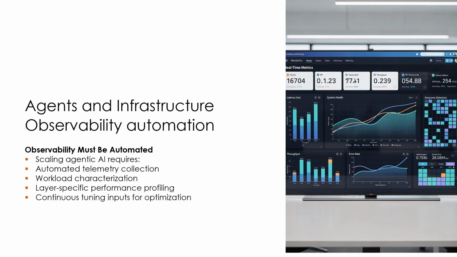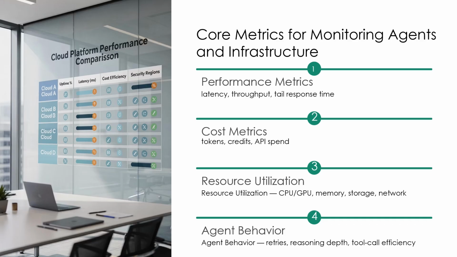Four categories of metrics are important for monitoring agents and agent infrastructure. First of all, performance, which includes latency, throughput, and tail response time. Then cost: tokens, credits, API spend. Resource utilization: utilization of CPU, GPUs, memory, storage. And agent behavior: number of retries, reasoning depth, and tool efficiency. These metrics define whether the system is stable or spiraling.